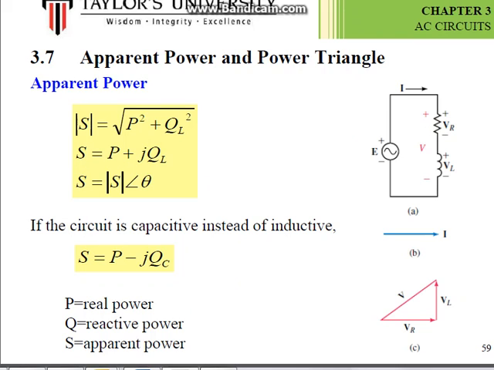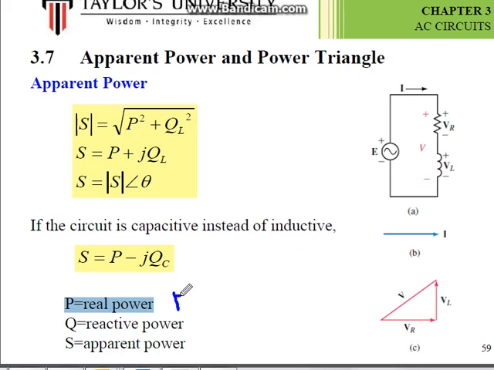This is just how it looks like. They're just saying that basically what you will normally have is a plus sign, but if it's a capacitive circuit, you will have a negative notation somehow. Alright, so P is what I have mentioned just now, the real power. Where does this come from?